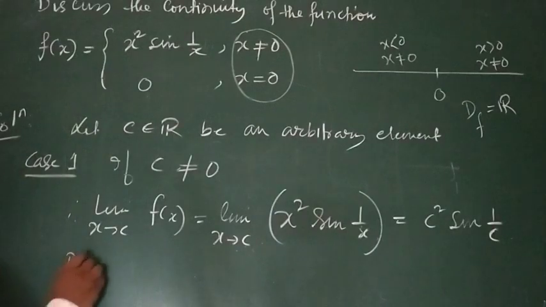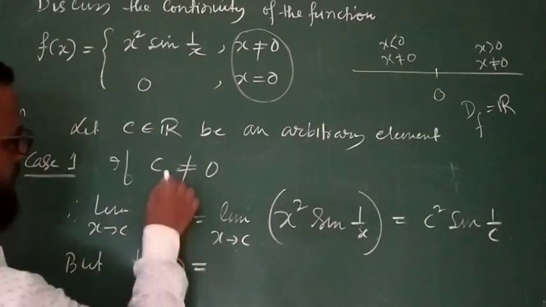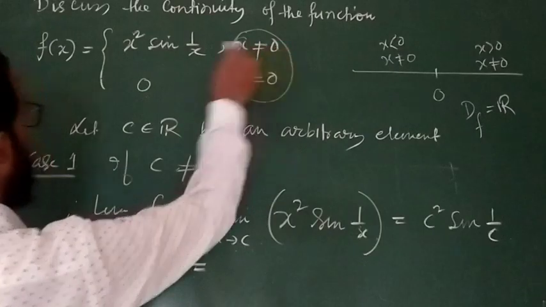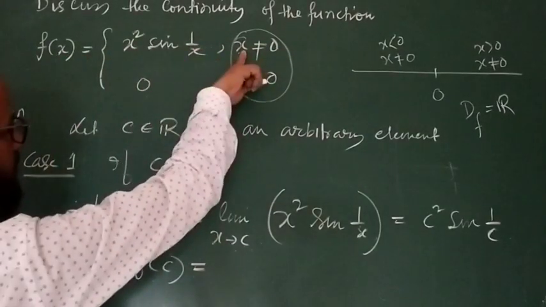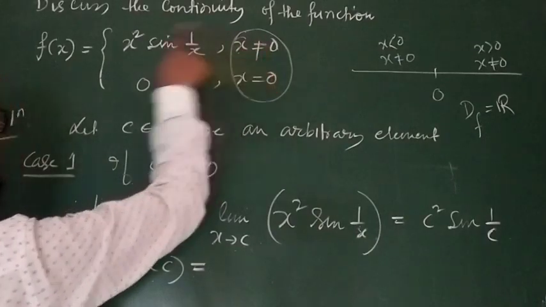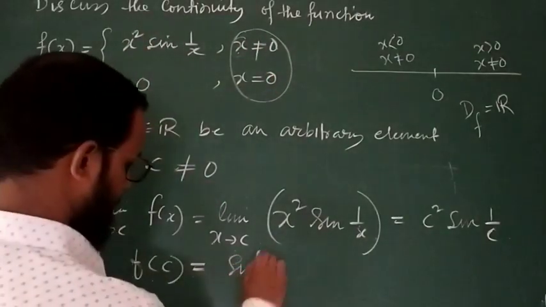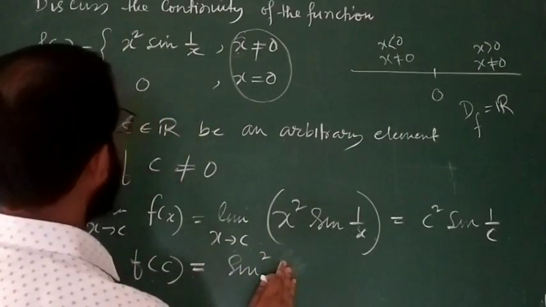But what is the functional value at c? f(c) equals what? When c is non-zero, if you replace x by c, f(c) equals c square into sine 1 by c. If you put c there, c being non-zero, f(c) is c square into sine 1 by c. I'm sorry.